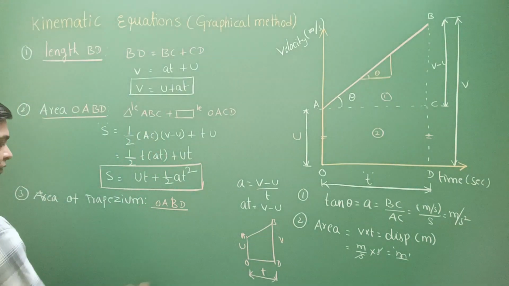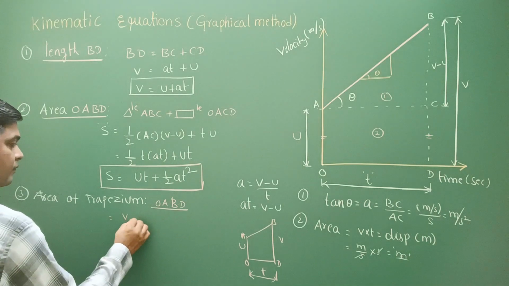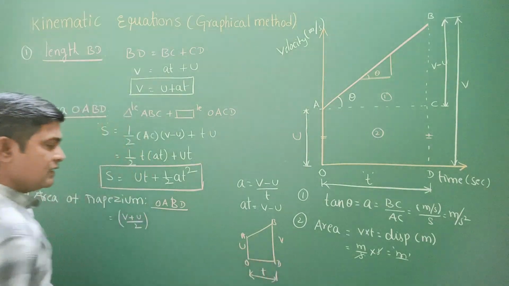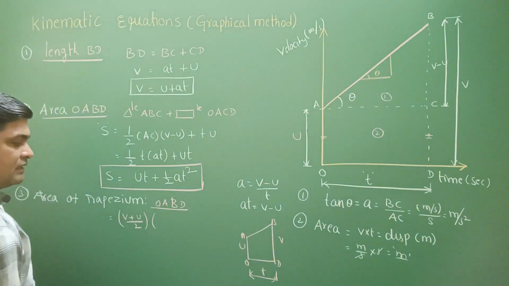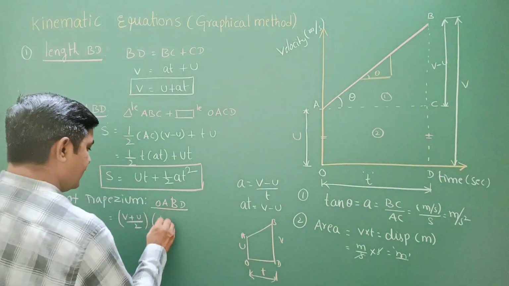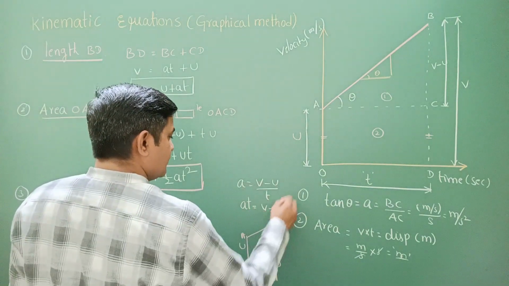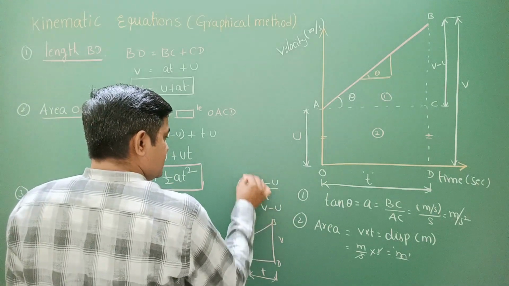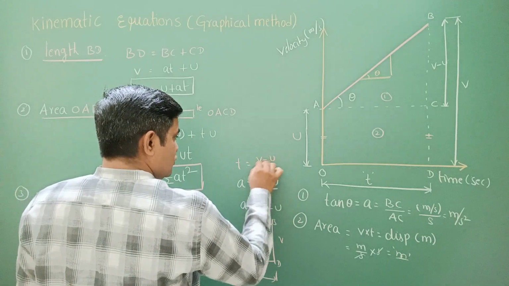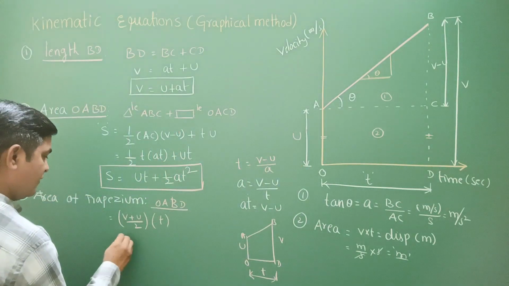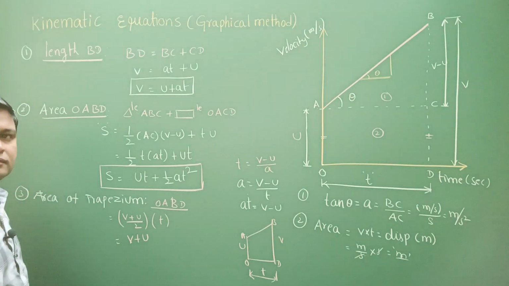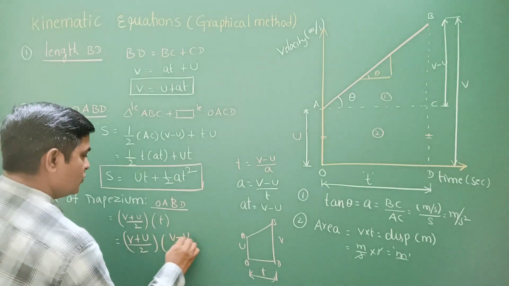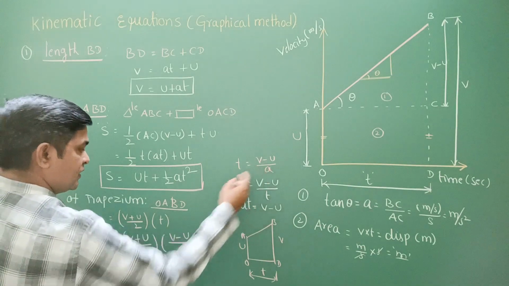So what is going to be the average of that? V plus U by 2. This is the average of two parallel sides into what is the other? Height is T. T equals what you can write from this? So by using this you can write T equals V minus U by A. Now if you substitute that value here, V plus U by 2 into V minus U by A.